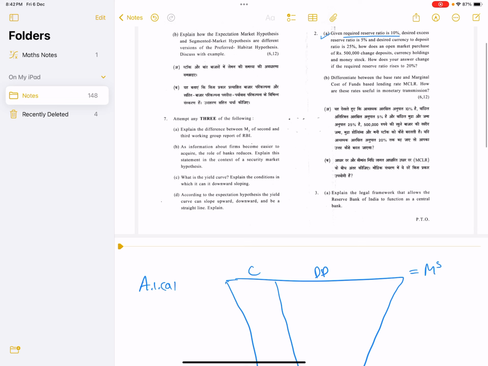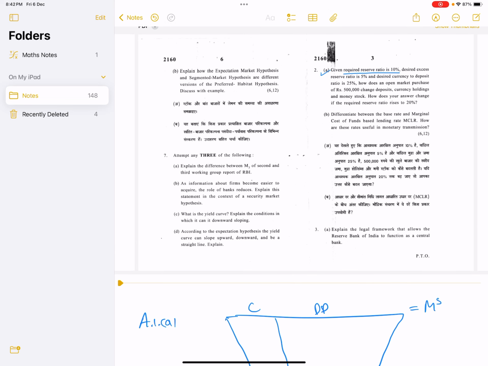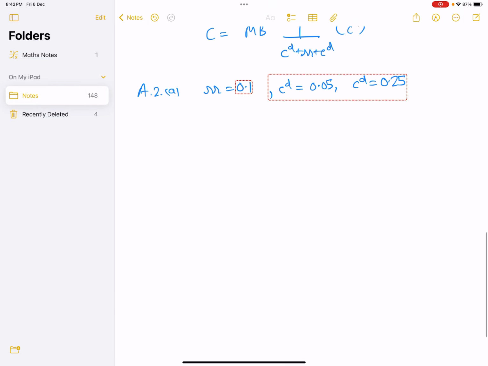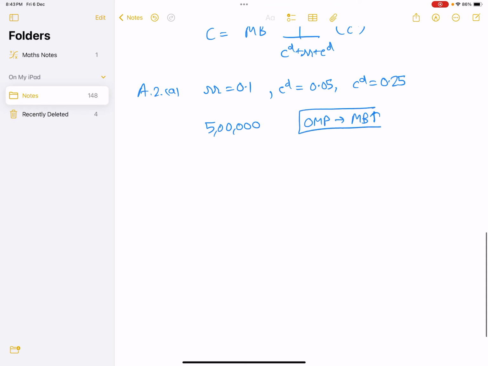Now they are asking, how does an open market purchase of 5 lakh change deposits, currency holdings and money stock? If there is an open market purchase, this leads to an increase in the monetary base. Now we need to find the impact of this on deposits, currency holdings and money stock.